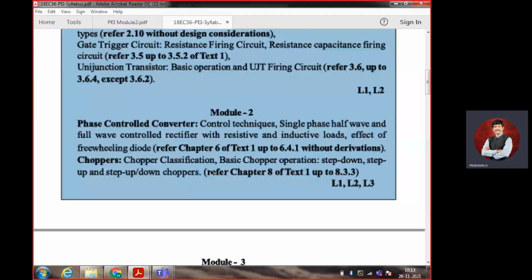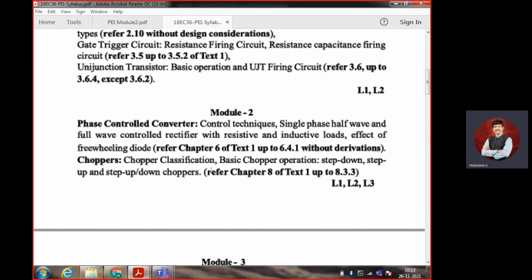See, I am once again showing you the syllabus. Clearly, chopper classifications are mentioned, which we covered in the previous class. Now we have to discuss basic chopper operation. That is today's topic, and I am going to discuss that one.